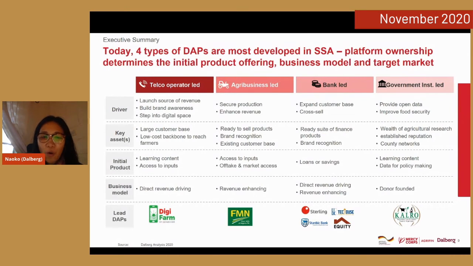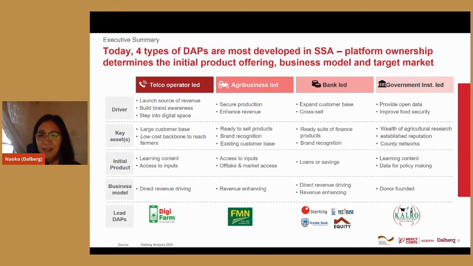Similarly, we saw that the core business and the motivation determine the business model it takes. So, for example, for telco, it tends to be its own P&L, so this is a direct revenue driver. The platform needs to raise its own revenue and a profit margin. While in agribusiness, we see more that the digital platform is part of the core agribusiness. And obviously, the government tends to be serving really for the benefit of the farmers.